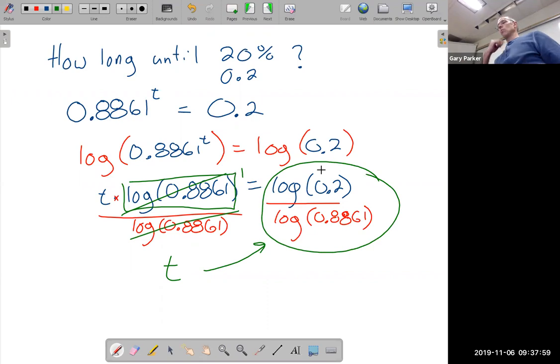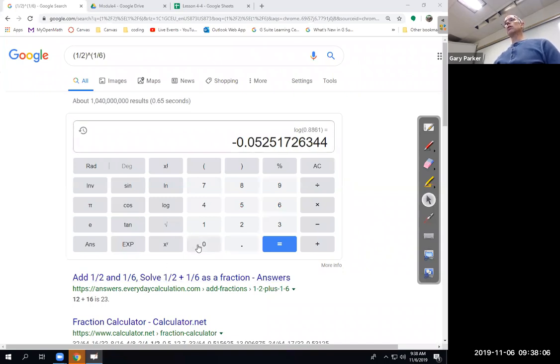And now it's time for my calculator. So I ask the calculator, what is the log of 0.2, close the log, and then divide by the log of 0.8861. I get about 13.31-ish, depending on how many decimals we need. So I didn't introduce any rounding error here.